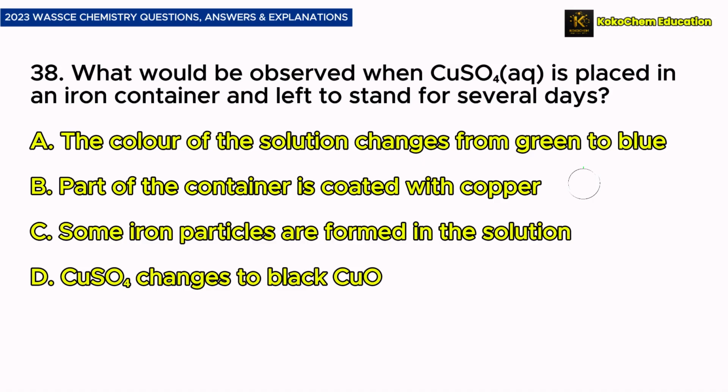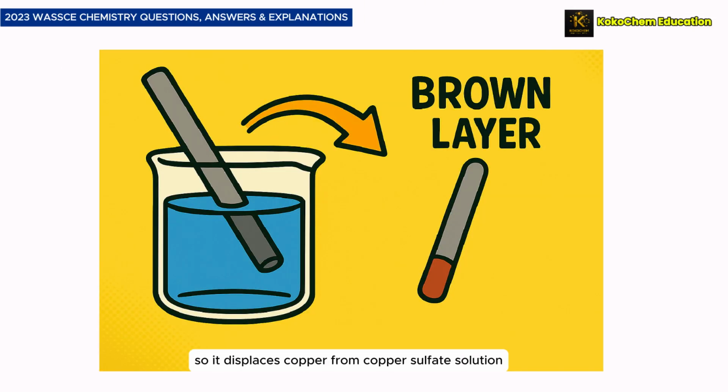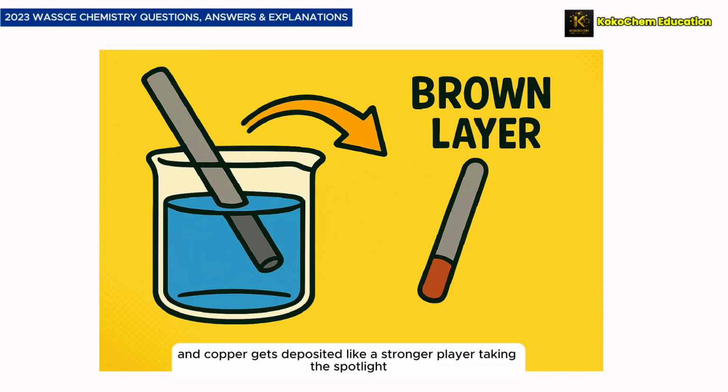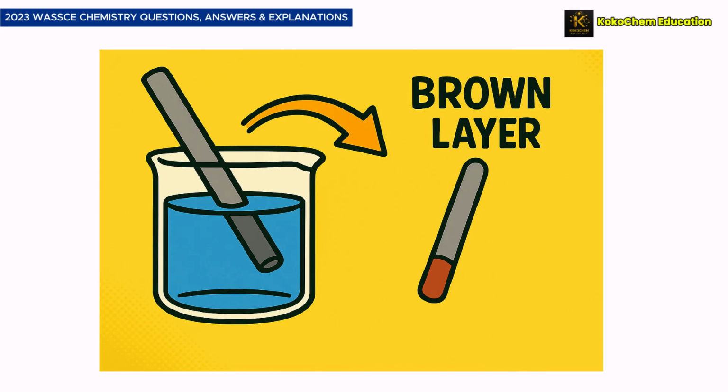The correct answer is B. Part of the container is coated with copper. Explanation. Iron is more reactive than copper, so it displaces copper from copper sulfate solution. The iron dissolves and copper gets deposited, like a stronger player taking the spotlight.